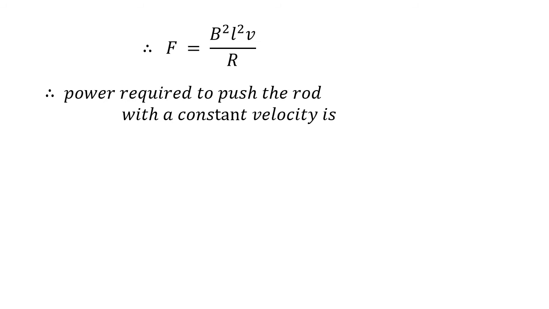Now, the power required to push the rod with a constant velocity. Here we are moving the rod, so for that we compulsorily have to do work. To maintain a constant velocity we have to do some work, so there is a power. That power P you can write as force into velocity. The force expression we already derived, so if you substitute here, power P equals B square L square V by R into V, so V into V gives V square. The resultant formula is B square L square V square by R.